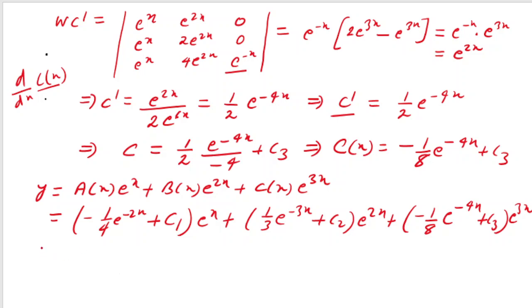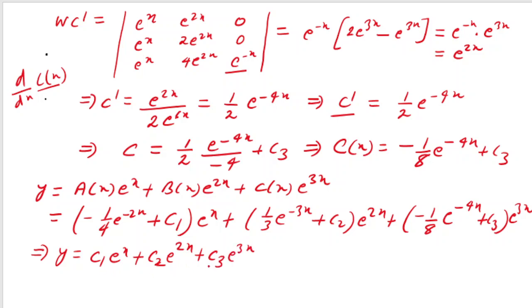So moving ahead, let me simplify this. What we get: y is equal to c1 e to the power x. Let us collect the constant terms first. c2 e to the power 2x from the second bracket, and from the third bracket I will get c3 e to the power 3x.